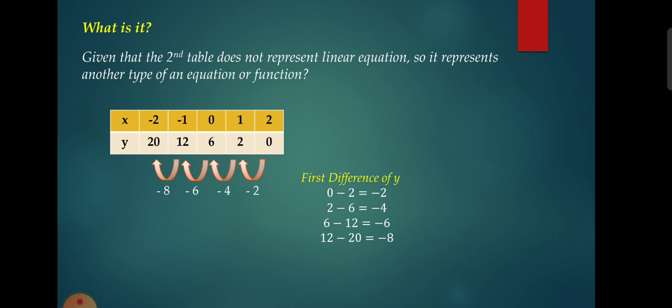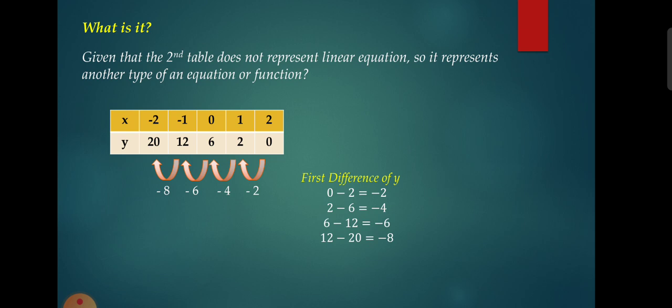Obviously, this does not represent a linear equation. This is part of the slide, the solution. The first difference: how do we get the first difference of y? So 0 minus 2 is negative 2. 2 minus 6, negative 4. 6 minus 12, negative 6. 12 minus 20, negative 8.